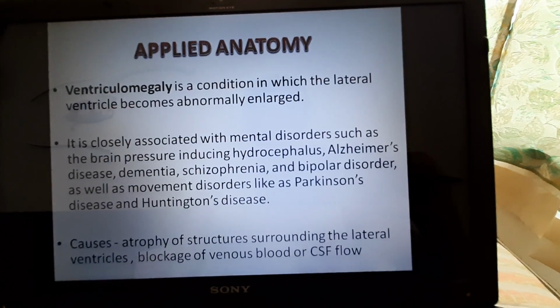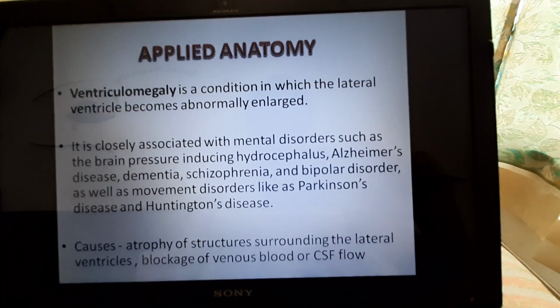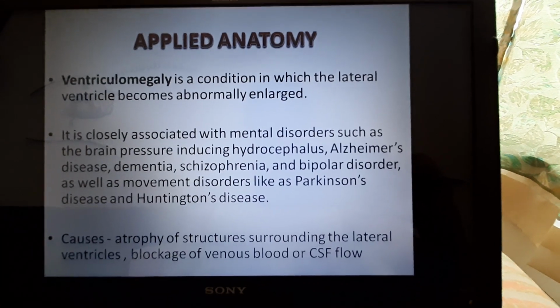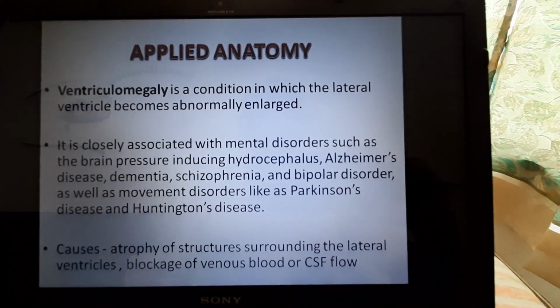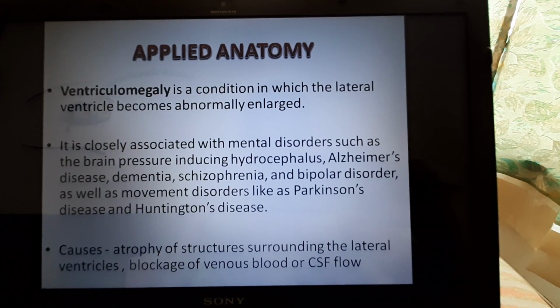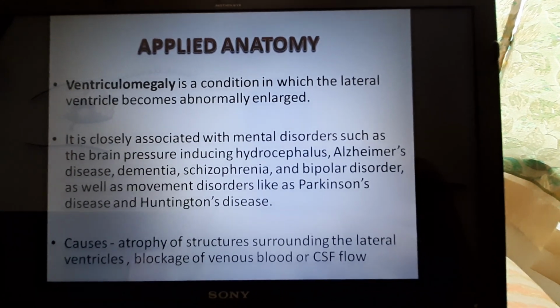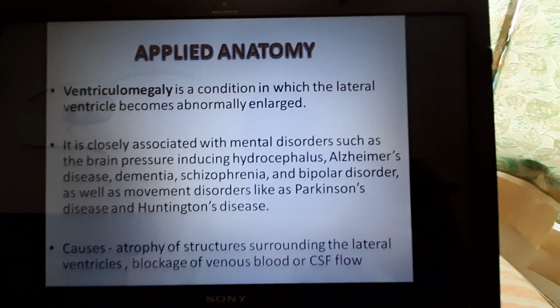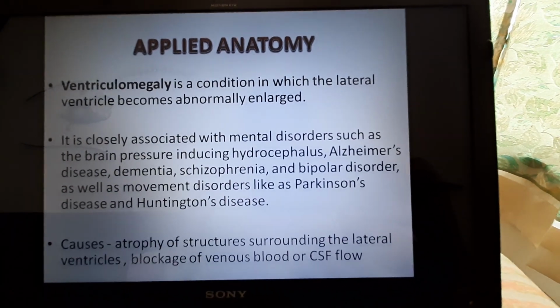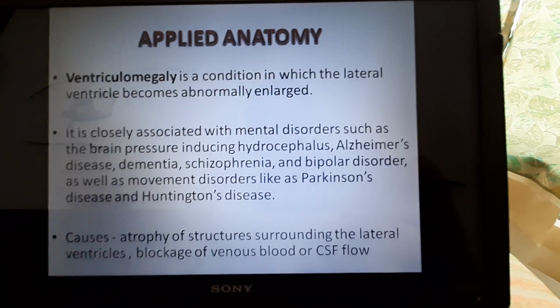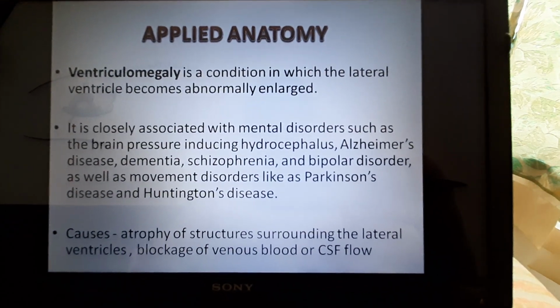Now, the causes of this ventriculomegaly are basically either that the surrounding structures of the ventricle may undergo atrophy, due to which the ventricles may increase in size, or there may be a blockage in the flow of the cerebrospinal fluid or the venous flow, which may lead to ventriculomegaly-like conditions.